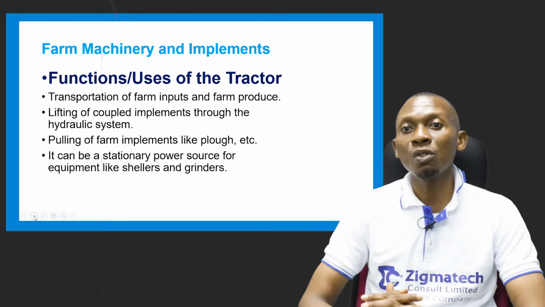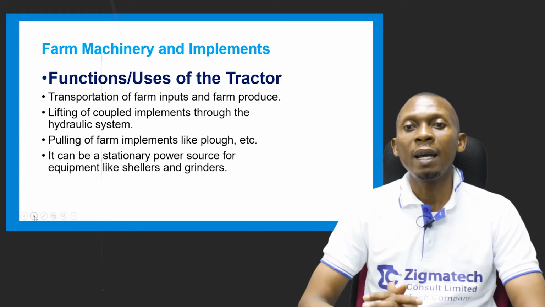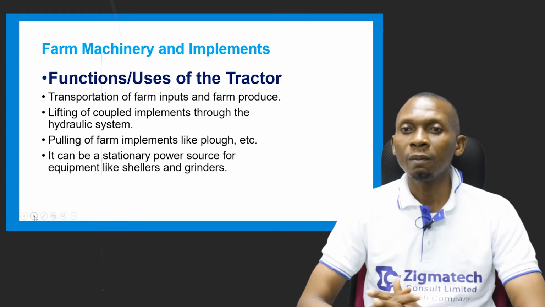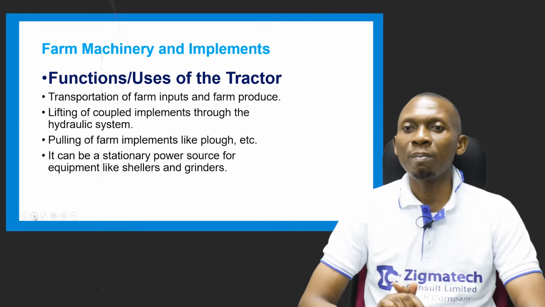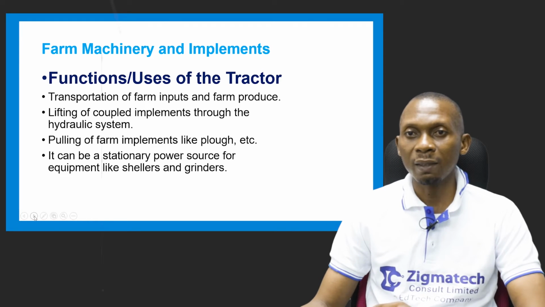Then it can also be used for lifting or coupling implements through the hydraulic system, as we've mentioned earlier, and it can be used for pulling farm implements like the plow, and it can also provide stationary power for certain equipment like shellers and grinders.